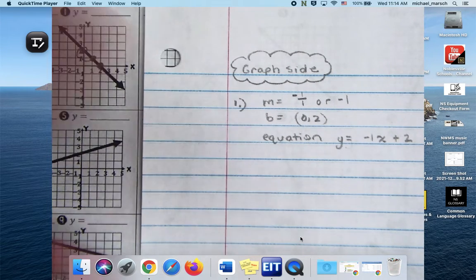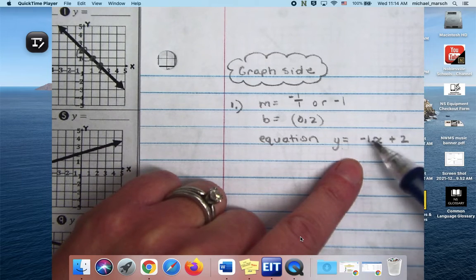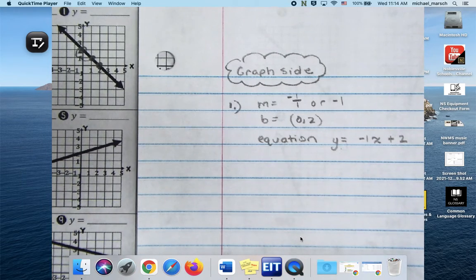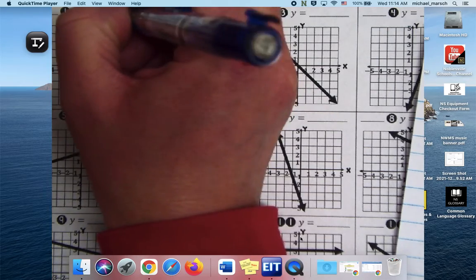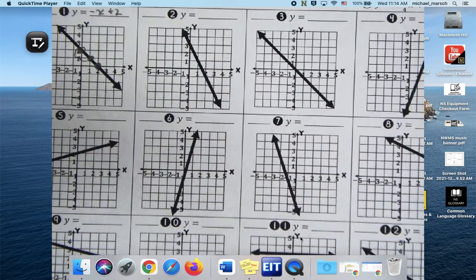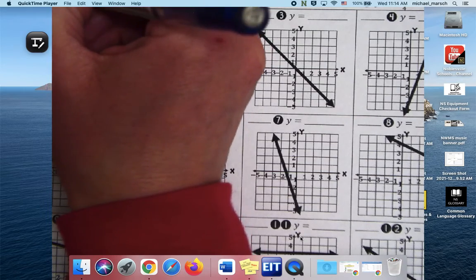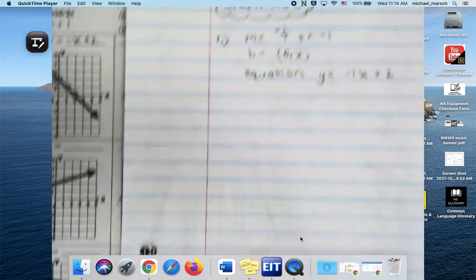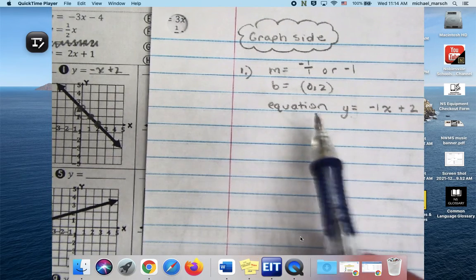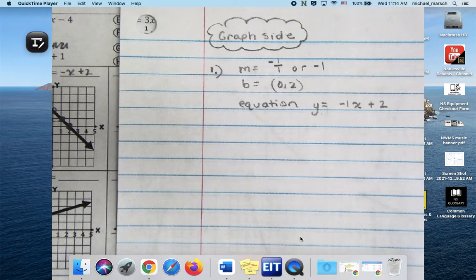Negative 1x. Remember, sometimes they won't put the 1 there. C. It looks like C matches. y equals negative x plus 2. So now I'm going to cross out C because I used it. So I found the slope, I found the y-intercept, smushed them together to make the equation, and then I matched up the equation. Easy peasy? Sure. Let's do another one.